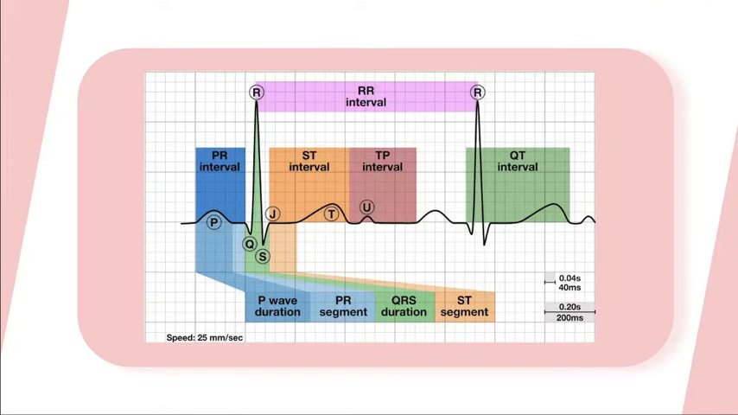This is a diagram of how an EKG is shown. Each letter indicates a specific thing on the EKG. Using this method, you have to look at the RR interval. Count in between one R to another R.